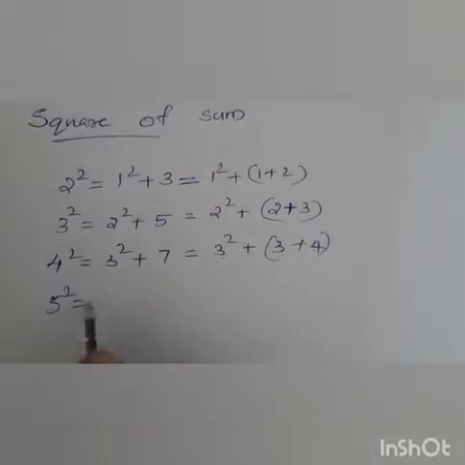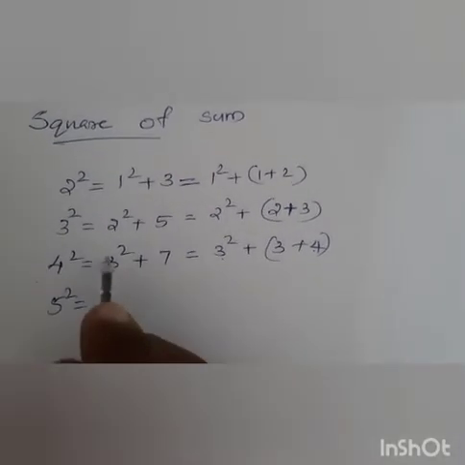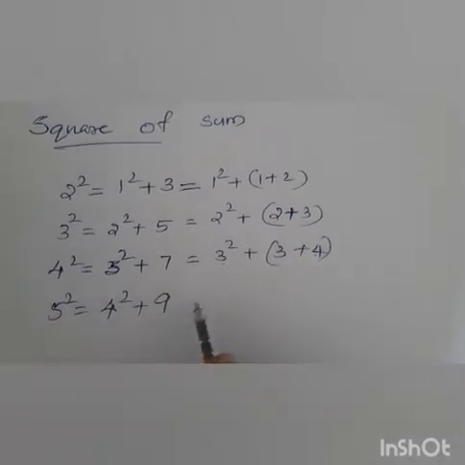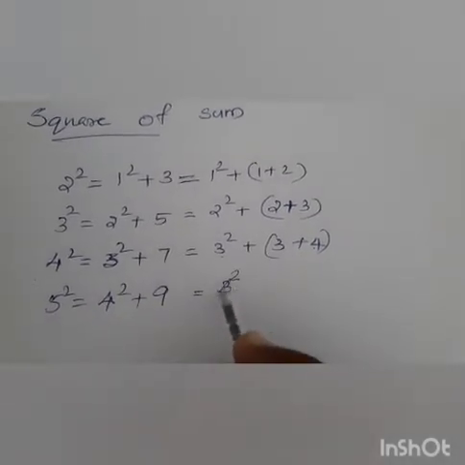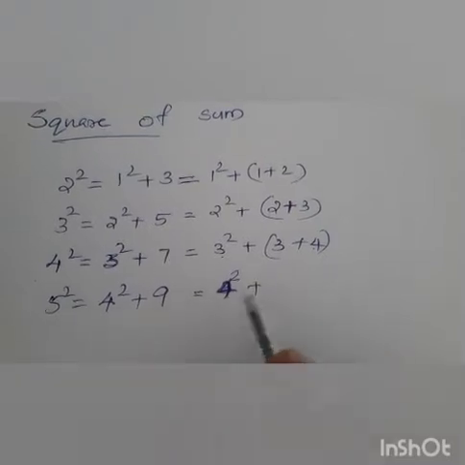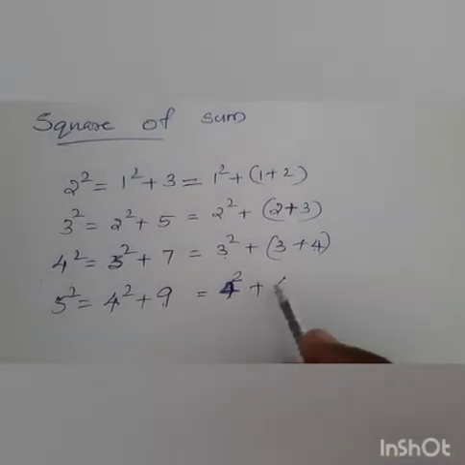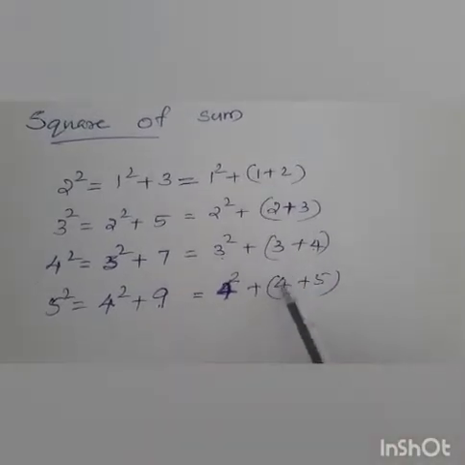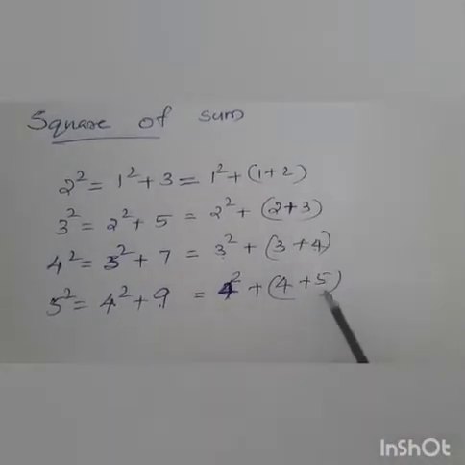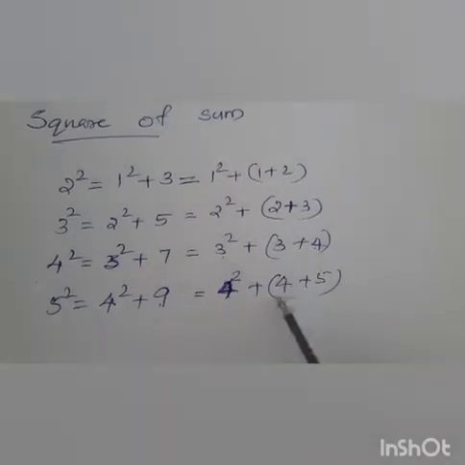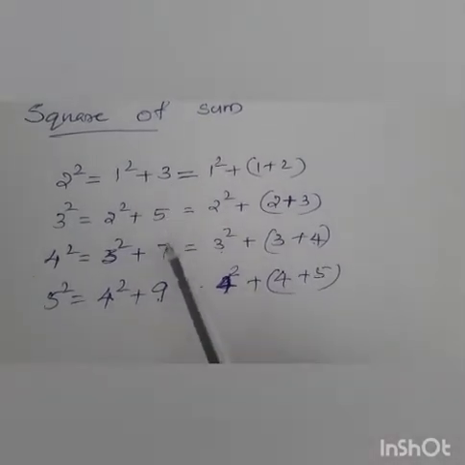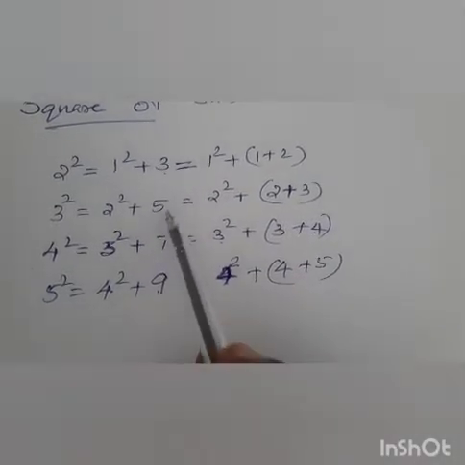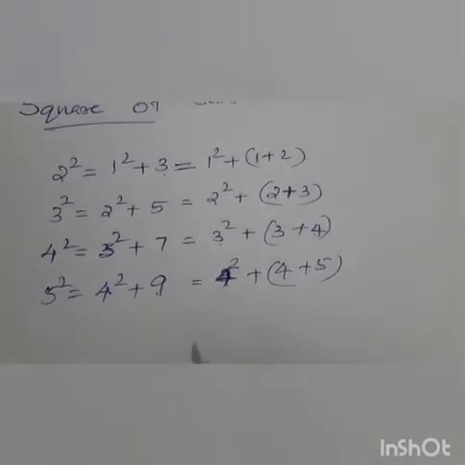Then can you write this 5 square? 5 square is equal to, next one is 4 square plus 9. 9 we can split into 4 plus 5. So this is continuously increasing here also: 2, 3, 4, 5, 1, 2, 3, 4. Then here 2 is added. 3 plus 2, 5, 5 plus 2, 7, like that.